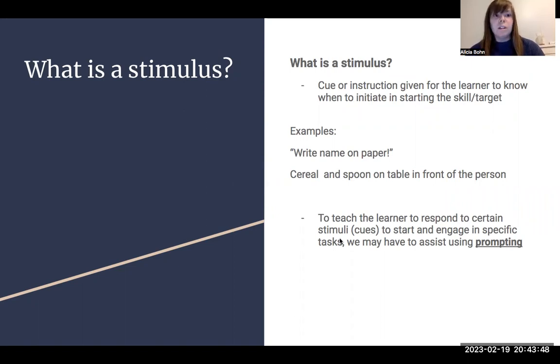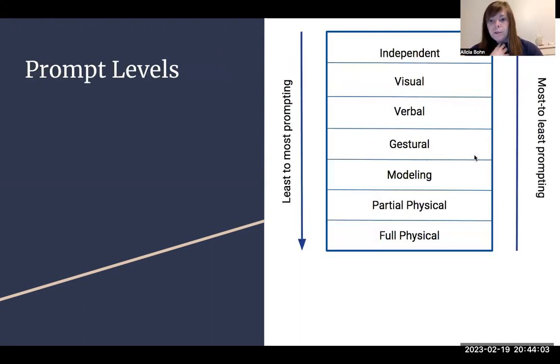So in the next slides, we're going to be discussing the specific levels of prompting, and also teaching strategies, including most to least, least to most, as well as errorless teaching using these prompts. So as I mentioned, these are the specific prompts. From the bottom, we'll start with full physical, partial physical, modeling, gestural, verbal, visual, to the learner being independent.